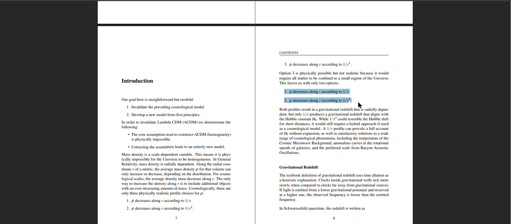Now, 1 over R can be aligned with the Hubble shift, the cosmological redshift. The cosmological redshift is why they think the universe is expanding in the very first place. And 1 over R produces a gravitational redshift that aligns with the Hubble shift. 1 over R squared does not. You would have to do some sort of combination of gravitational redshift and Hubble shift. It's still linearly dependent, but as you increase with R, the amount of gravitational redshift decreases. So, 1 over R it is.